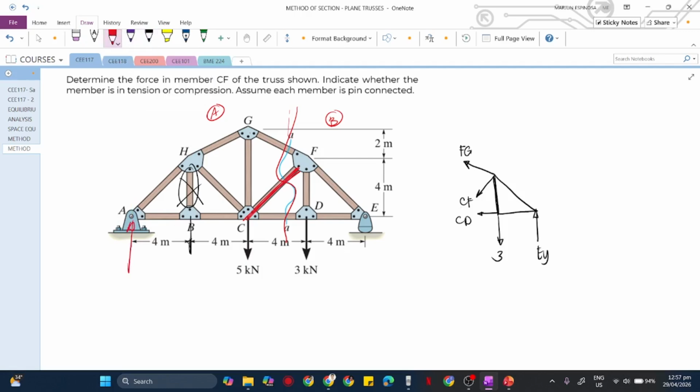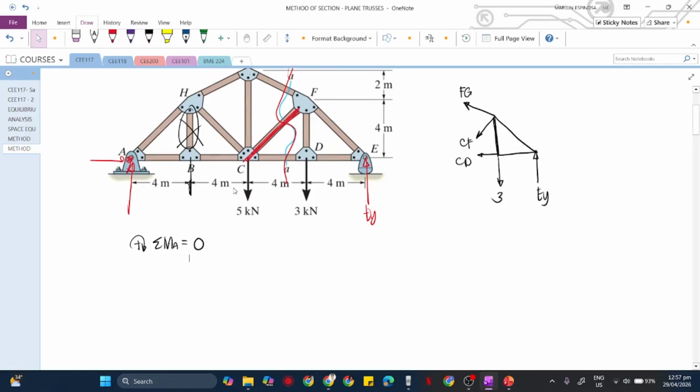Since we are only considering section B, we will get the value of EY. To do that, we can sum up the moment at point A. We will get the value of EY first. So by summing up the moment at point A, assuming positive clockwise, equate that to 0. What are the forces involved?